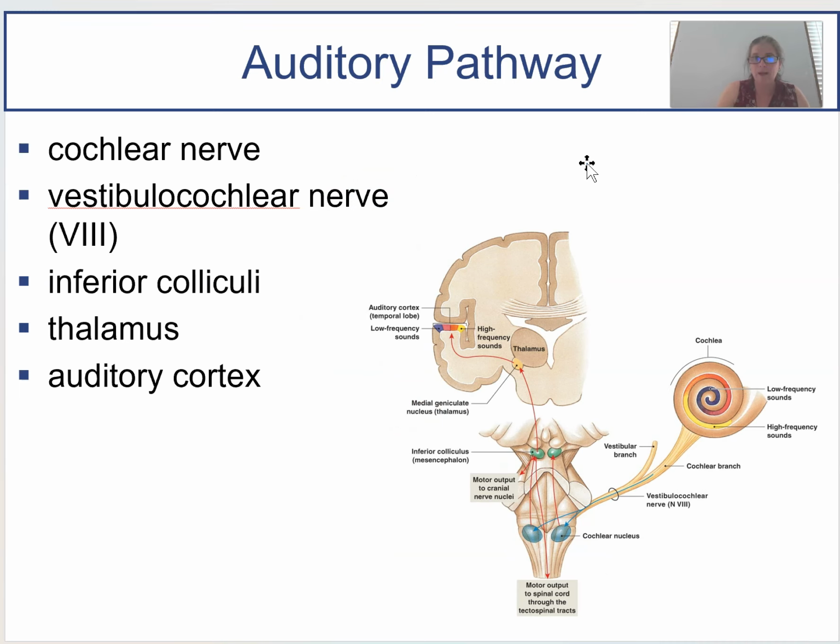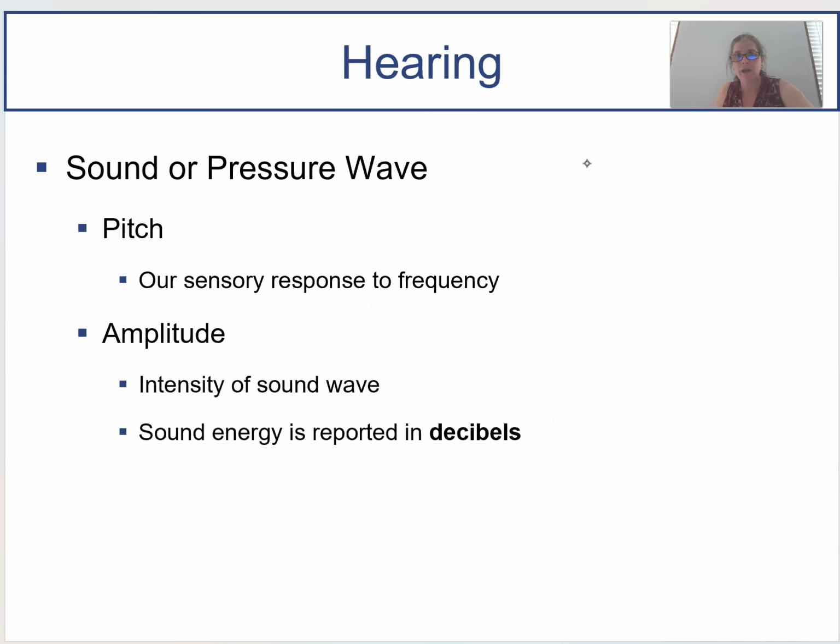So the pathway is, once you get a nerve impulse, it leaves through the cochlear nerve. And then the cochlear nerve is going to join up with the vestibular cochlear nerve, because that will fuse with a nerve coming from the vestibule, which we'll get to shortly. Now, the vestibular cochlear nerve, you can call cranial nerve 8 or auditory nerve. That makes a stop over by your inferior colliculi. Remember, sudden sound, turning the head. And then it's going to go to your auditory cortex, which is in your temporal lobe. So that's the pathway for hearing.